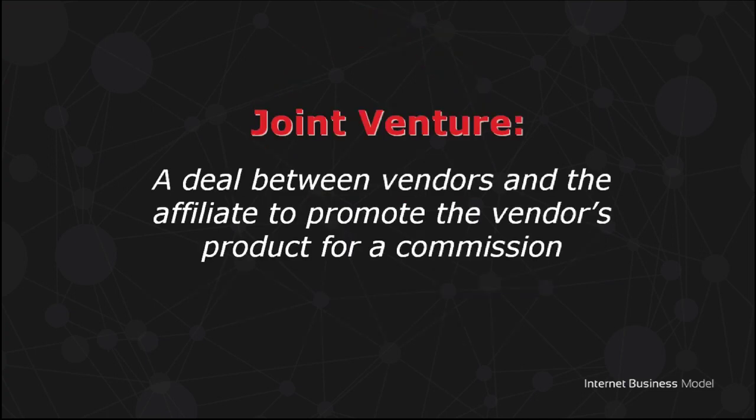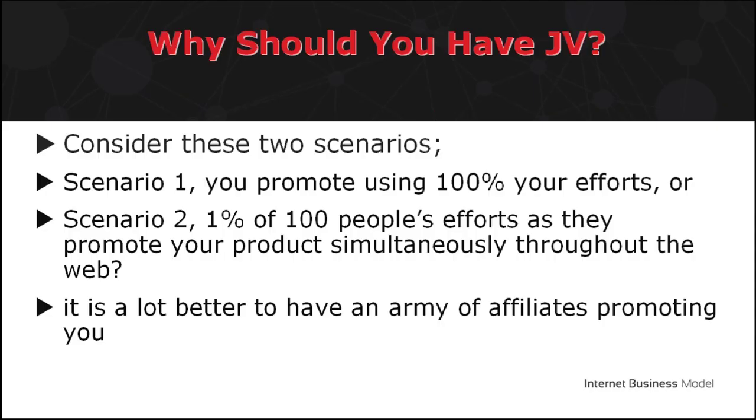A JV is a deal between product vendors or creators and the affiliate to promote a product in exchange for a commission. So, unlike traditional agreements, JV partners may enjoy several special privileges, like higher commission payout, early review access, and a degree of influence over your offer and product launches. So why should you consider having a JV to promote your launches and products?